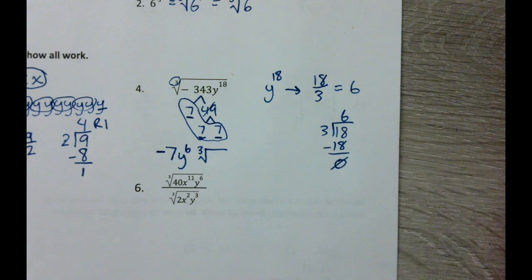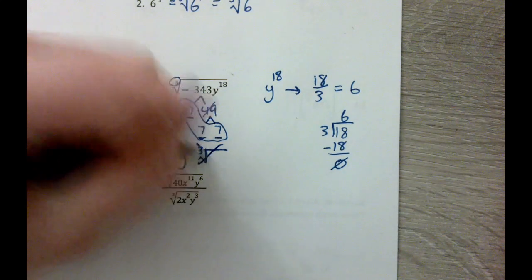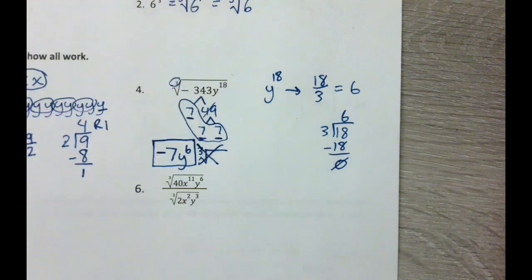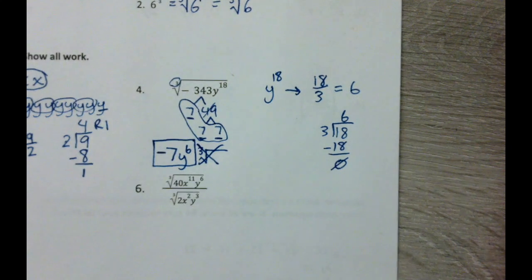There's nothing under this radical. So actually, I didn't even need it. -7y to the 6th is my answer. No radical left.